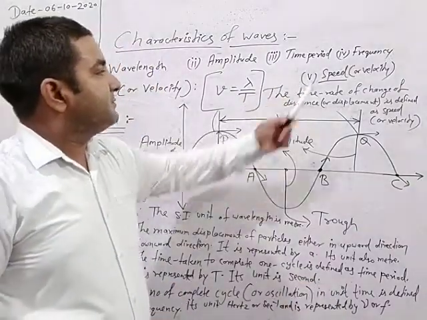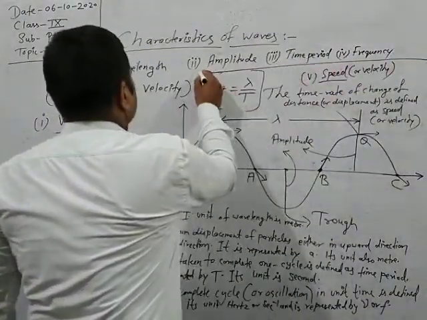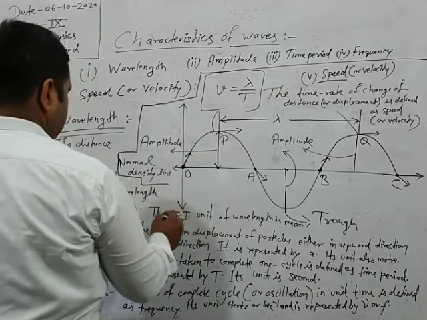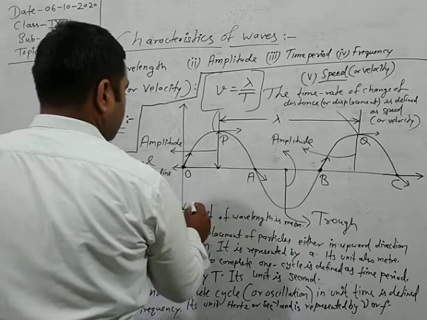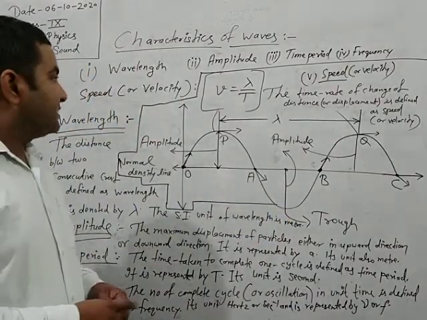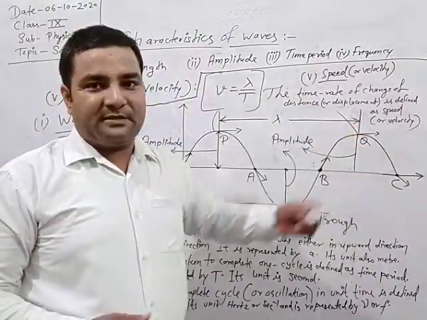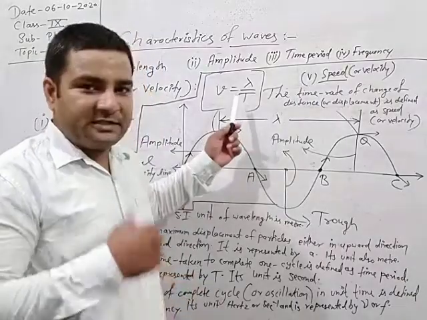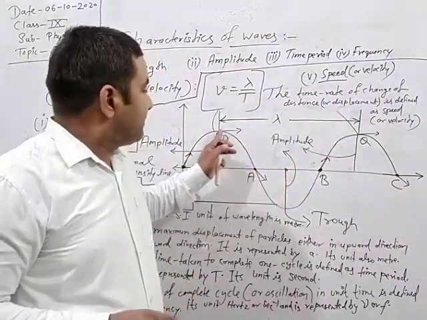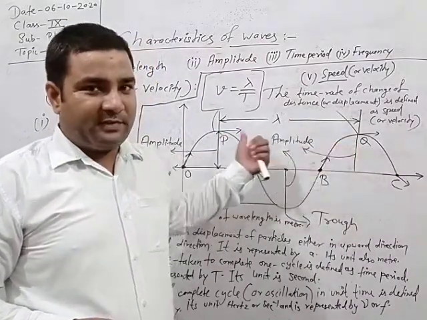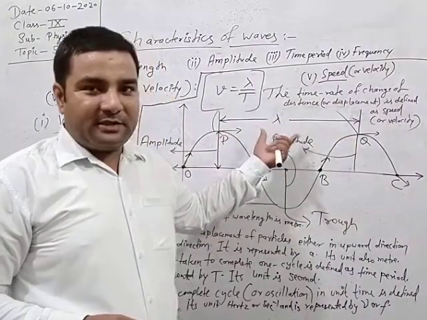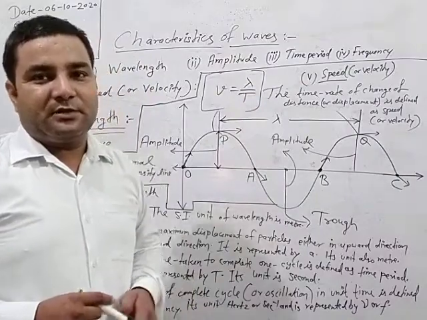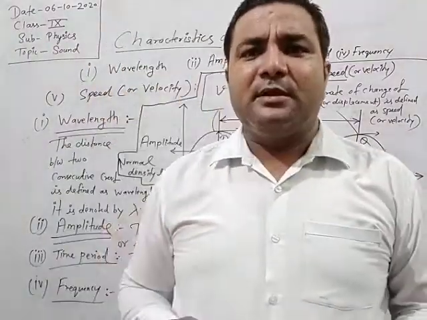And the last one is speed. Speed means the time rate of change of distance or displacement, like the previous definition you already learned in the first chapter on motion. So speed is distance in unit time, or in the time interval going from P to Q. When the particle position changes from P to Q, the time taken is capital T, the displacement is lambda, the wavelength, and lambda upon T is the speed.